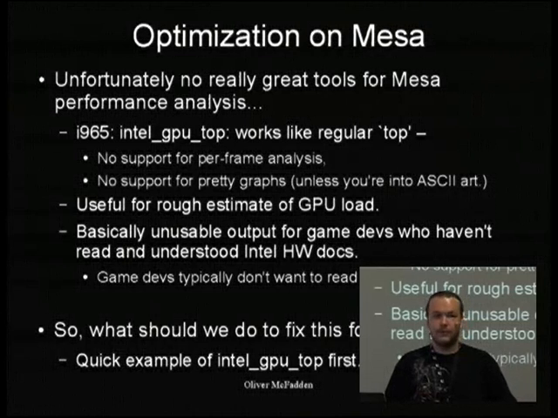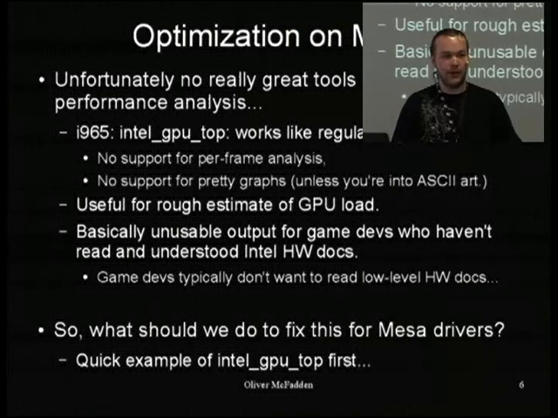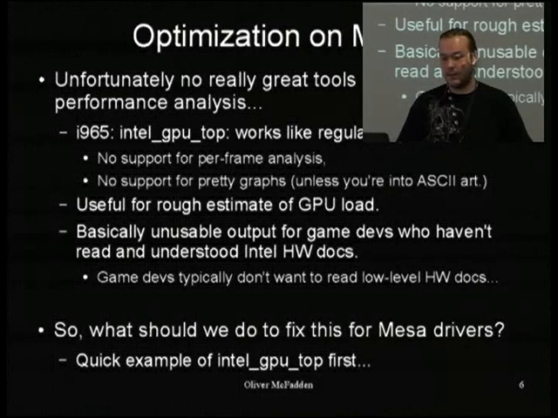Also, the output is pretty much unusable for anyone who hasn't read the Intel GPU hardware documentation. And game developers or even OpenGL application developers don't want to go and read some hardware specific documentation to figure out why their application is slow. They just want to know that, okay, my vertex shader is too expensive, or my fragment shader is too expensive, or I'm doing too many texture lookups, or whatever the case may be.